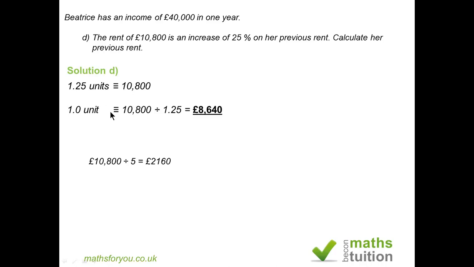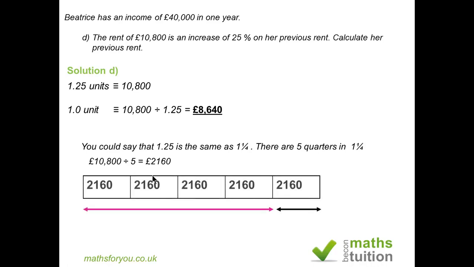So we divide £10,800 by 1.25. However, there is another method for doing this. We know that 1.25 is the same as 1¼, and there are 5 quarters in 1¼, so if we divide £10,800 by 5, we get 2,160. That, in effect, is the value of a quarter of a unit.